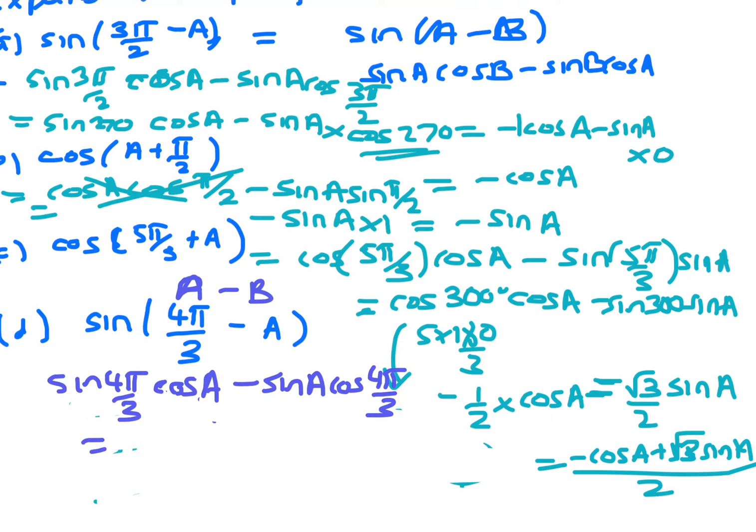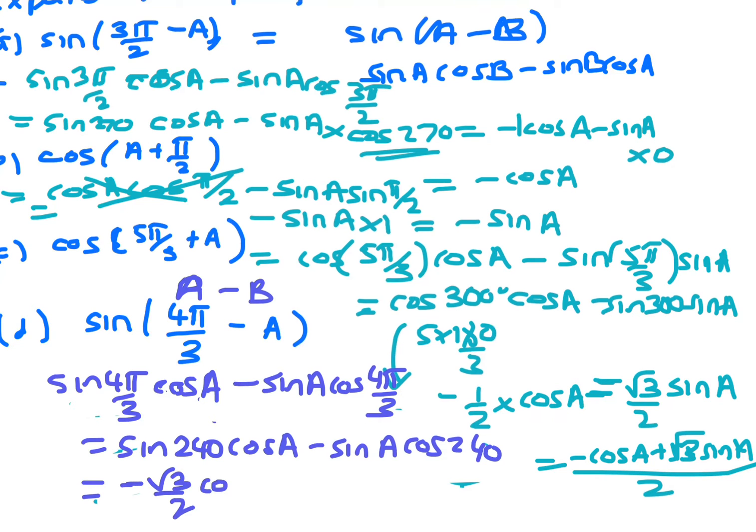Cos 4 pi on 3. Pi on 3 is 60. 4 times 60 is 240. So it's cos 240 cos A minus sine A cos 240. Now you could put the sine 240 straight in your calculator. It's equivalent to minus sine 60, so it's minus root 3 on 2 cos A.